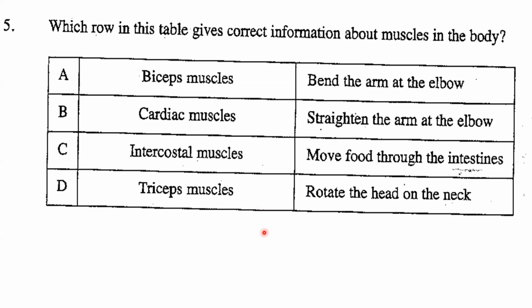Okay, good. So which one gives the correct information about the muscles? Is it A, B, C, or D? Which one do you think? Anyone can answer. Yes, it is A, the bicep muscles. The bicep muscles are going to be the ones to bend the arm at the elbow.